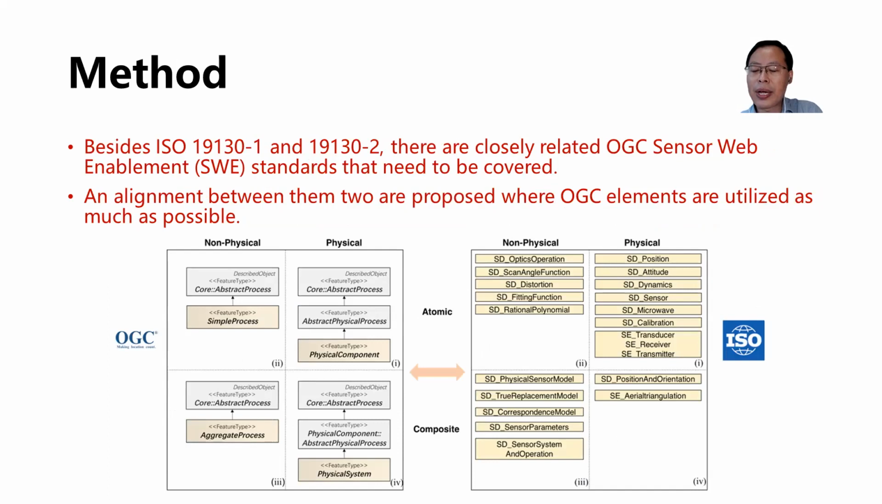Besides these Part 1 and Part 2 ISO standards, there are closely related OGC Sensor Web Enablement standards. They do provide some way, to some extent, to describe the sensor model and the geopositioning process, but they have different perspectives and different ways of organizing their models. So we had to introduce alignment between them when developing the standard, where OGC elements are utilized as much as possible, and all the elements defined in Part 1 and Part 2 of the standards have been covered.